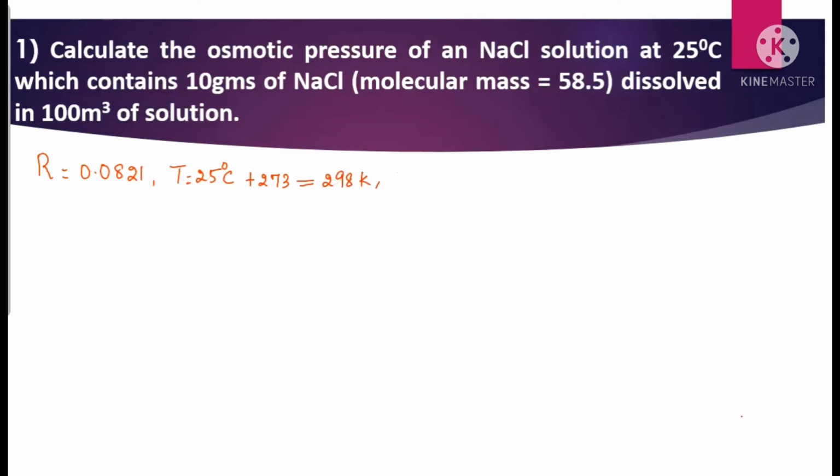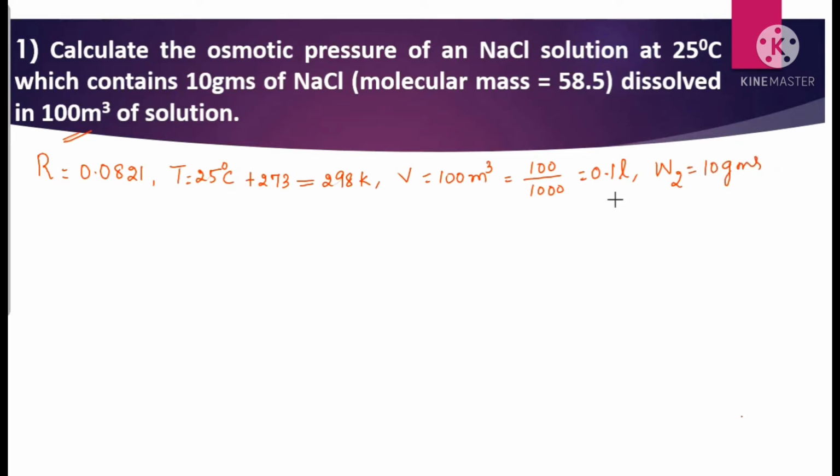The next one is volume, which is also given. Volume is 100 meter cube. We should convert this 100 meter cube into liters. So we take 100 divided by 1000. So the value is 0.1 liters. And then W2, the weight of the solute, is also given, that is equal to 10 grams.